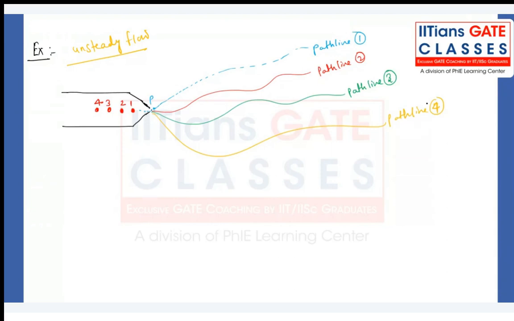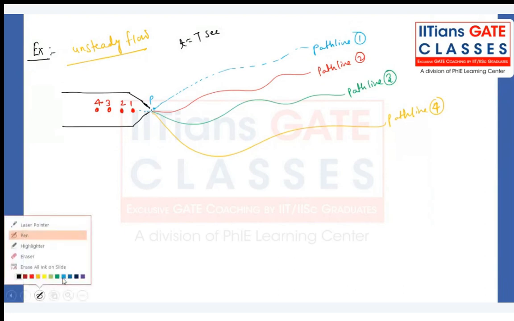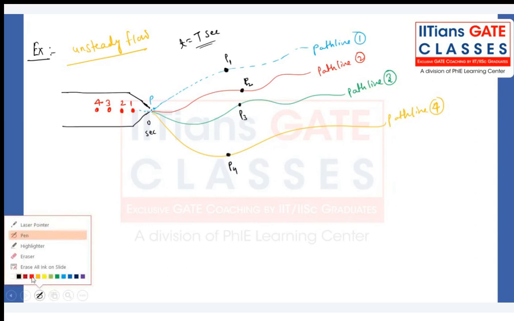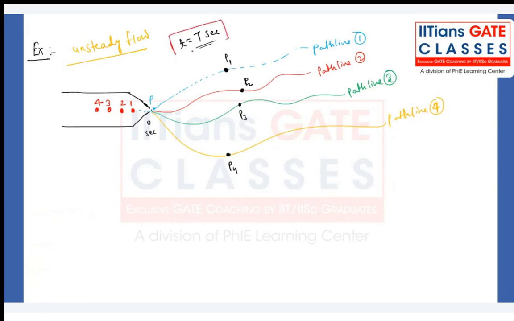Let's say at time t equal to capital T second, I want to locate my particle number 1, 2, 3, 4. Where is my particle 1? Let's say at time t equal to T, starting from 0 second, my particle 1 is somewhere here. Let's say my particle number 2 is here, at time t equal to capital T only, and my particle 3 is here, and my particle 4 is here. So I have just pinpointed the location of all the particles at time t equal to capital T second.